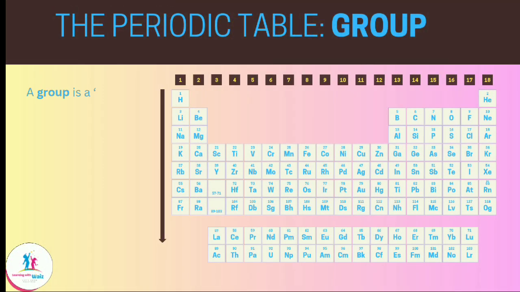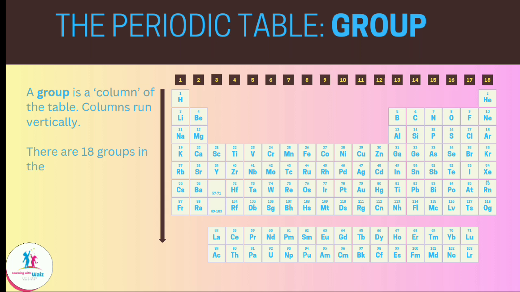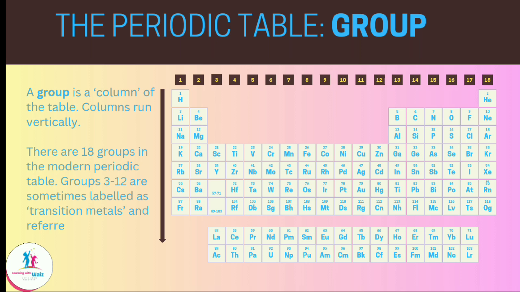What are groups in the periodic table? A group is a column of the table. Columns run vertically from up to down. There are 18 groups in the modern periodic table. Groups 3 to 12 are sometimes labeled as transition metals and referred to as D block.